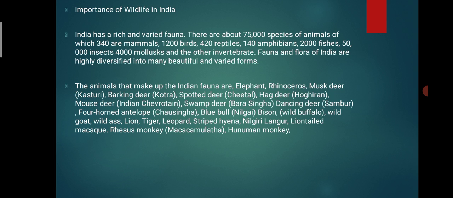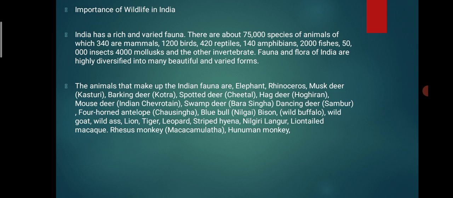There are about 75,000 species of animals, of which 340 are mammals, 1,200 are birds, 420 are reptiles, 140 are amphibians, 2,000 are fishes, and 50,000 are insects, 4,000 mollusks, and other invertebrates. The fauna and flora of India are highly diversified into many beautiful and varied forms.